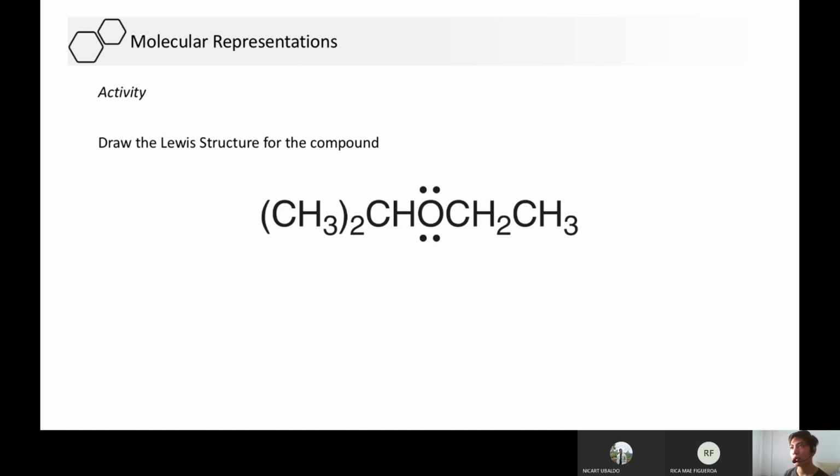If we are going to draw the Lewis structure of this compound, let's see that we have 2 CH3s bonded to this carbon. The H is bonded to this carbon, then the oxygen is bonded to this carbon, and the other atoms are bonded to this oxygen. So that is how you read it from left to right, according to what is bonded to what. Okay, let's try to draw.